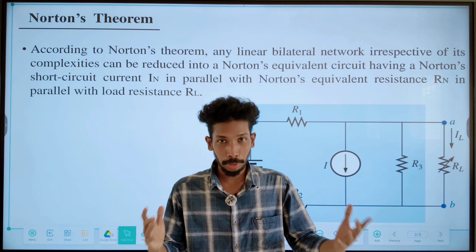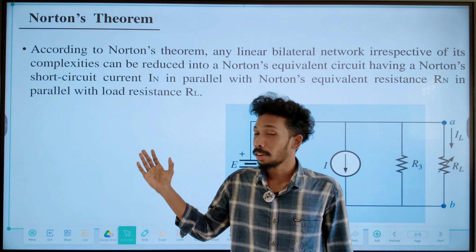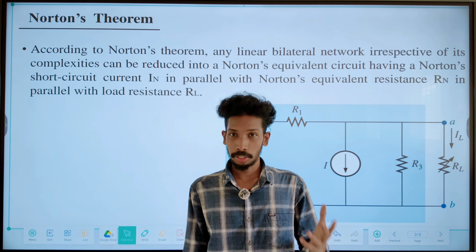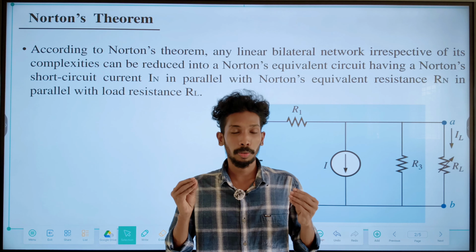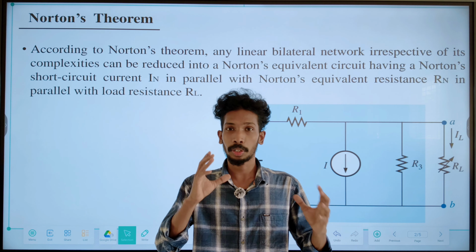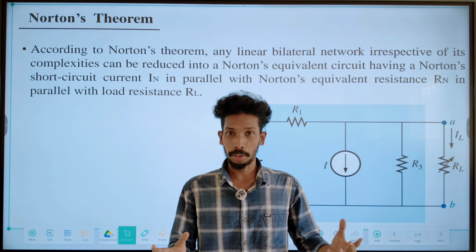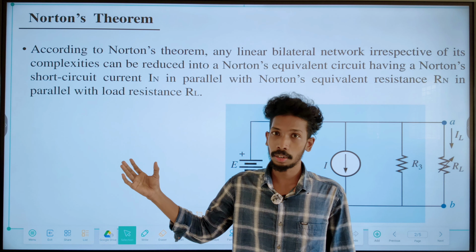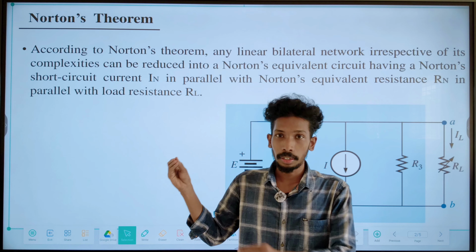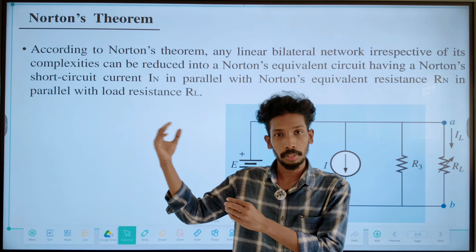Okay, so today we will discuss Norton's theorem. Norton's theorem is also called a network reduction theorem. Using this, we can find out the current flowing through a particular resistance, that is, a load resistor. It is the same as Thevenin's theorem, but some steps will be different from Thevenin's theorem.